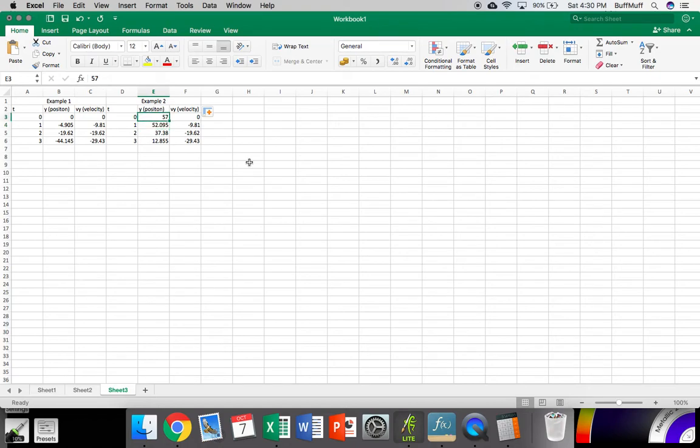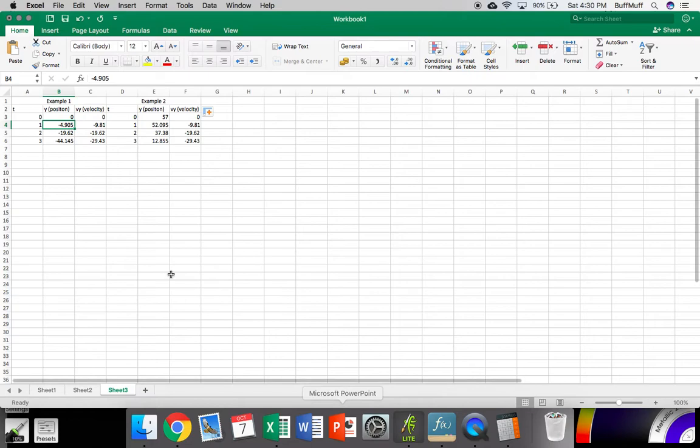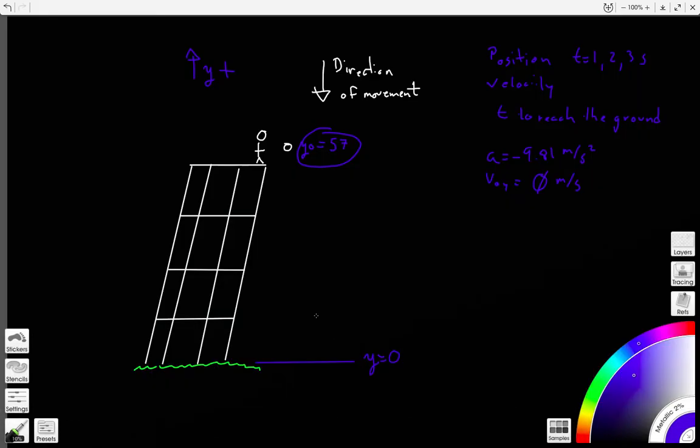So my original position is 57 meters above ground. After 1 second, I am 52 meters above ground. These two values are exactly the same value. Even though they might not look like it, they are exactly the same value. And let me show you why.